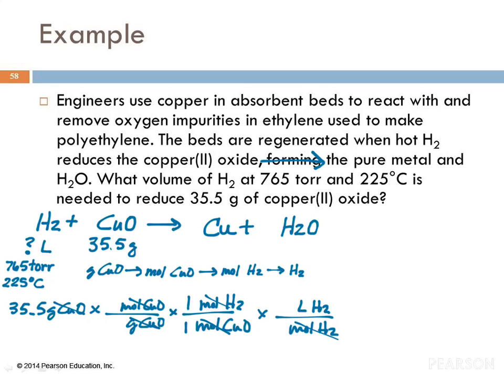So that's pretty straightforward. Molar mass of copper 2 oxide is 63.55 plus 16, which is 79.55 grams.